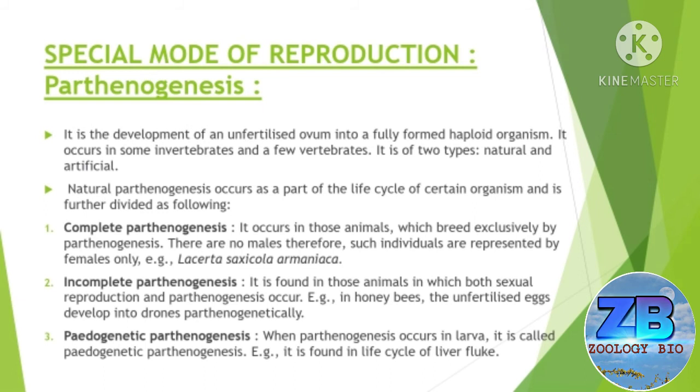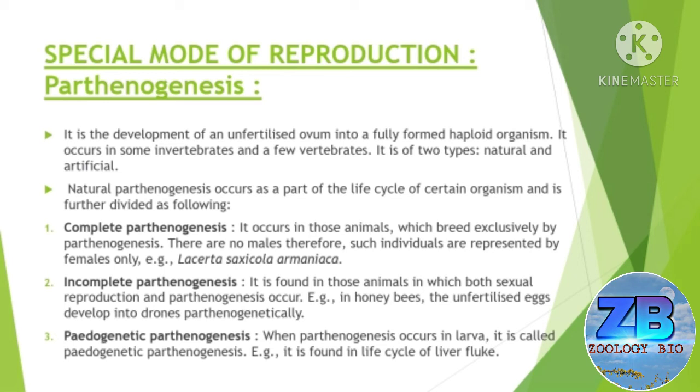And now the special modes of reproduction. Parthenogenesis. It is the development of an unfertilized ovum into a fully formed haploid organism. It occurs in some invertebrates and a few vertebrates. It is of two types, natural and artificial. Natural parthenogenesis occurs as a part of the life cycle of certain organisms and is further divided as follows.